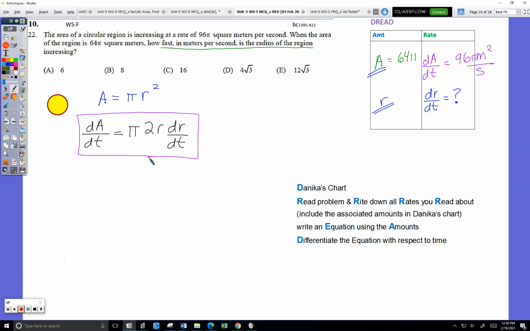Somebody suggest. Carly. You can find r, and you can plug in 96 pi and use it for dA/dt and then solve that thing. So I can say, doing a little rearranging here, dr/dt, 2 points for Carly, is going to be dA/dt divided by 2 pi r. Question?